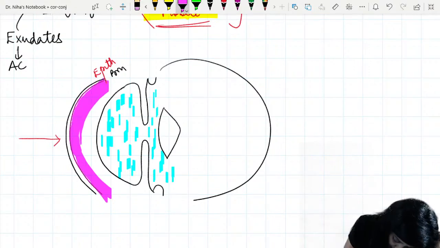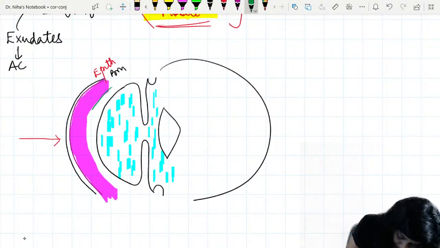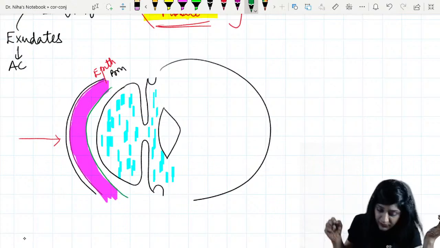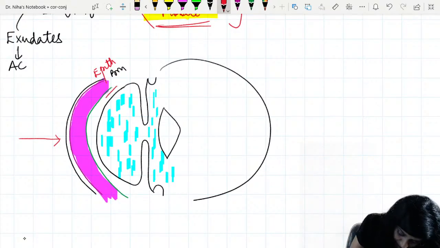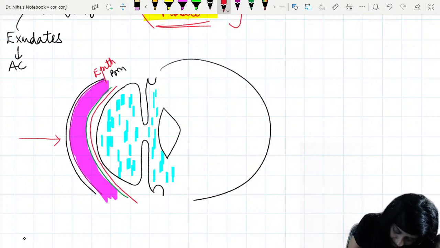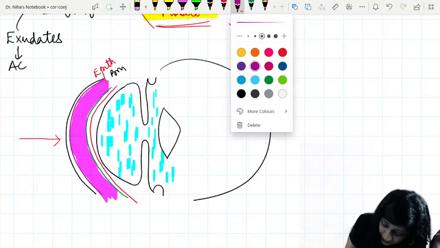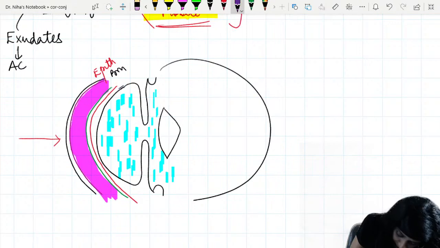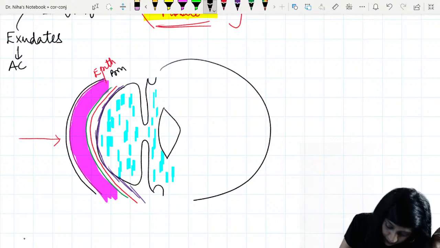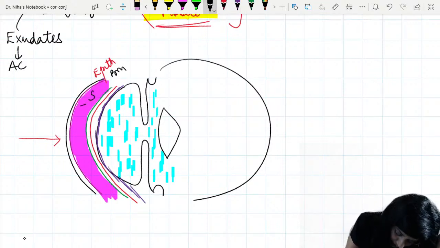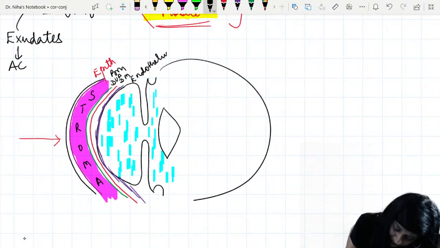Then, making it quite thick, we will have the pre-Descemet's membrane, then the Descemet's membrane, and then the endothelium also. Okay, like this. So this will be Bowman's membrane, this is the stroma here, and then Dua's layer, Descemet's membrane, and endothelium. You have already learned about the 6 layers.